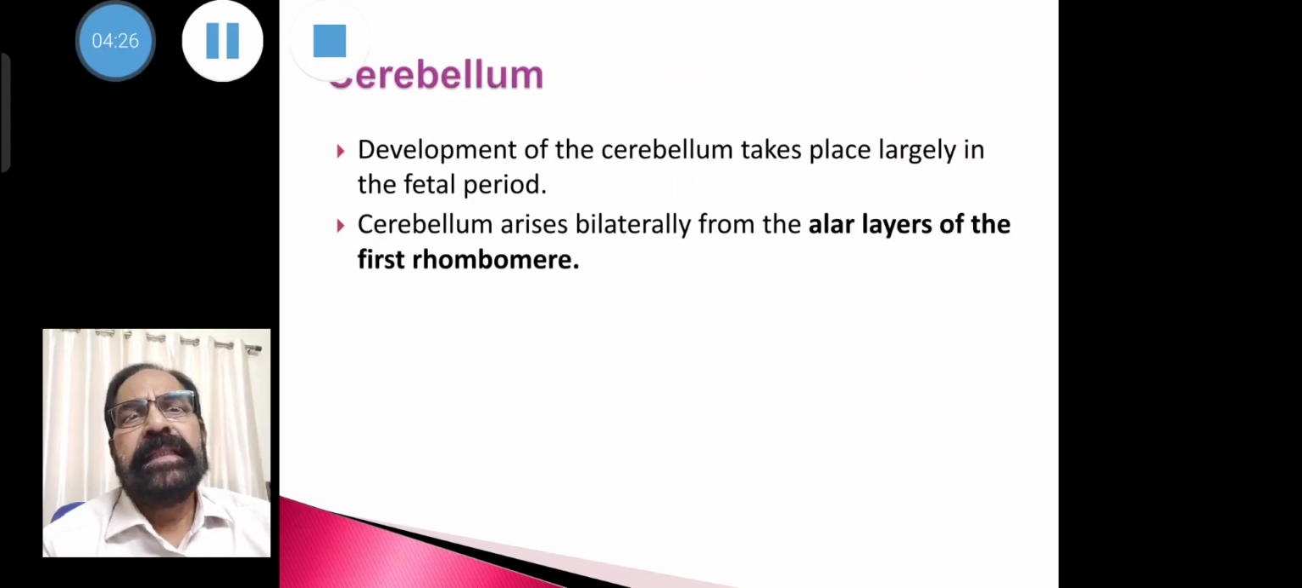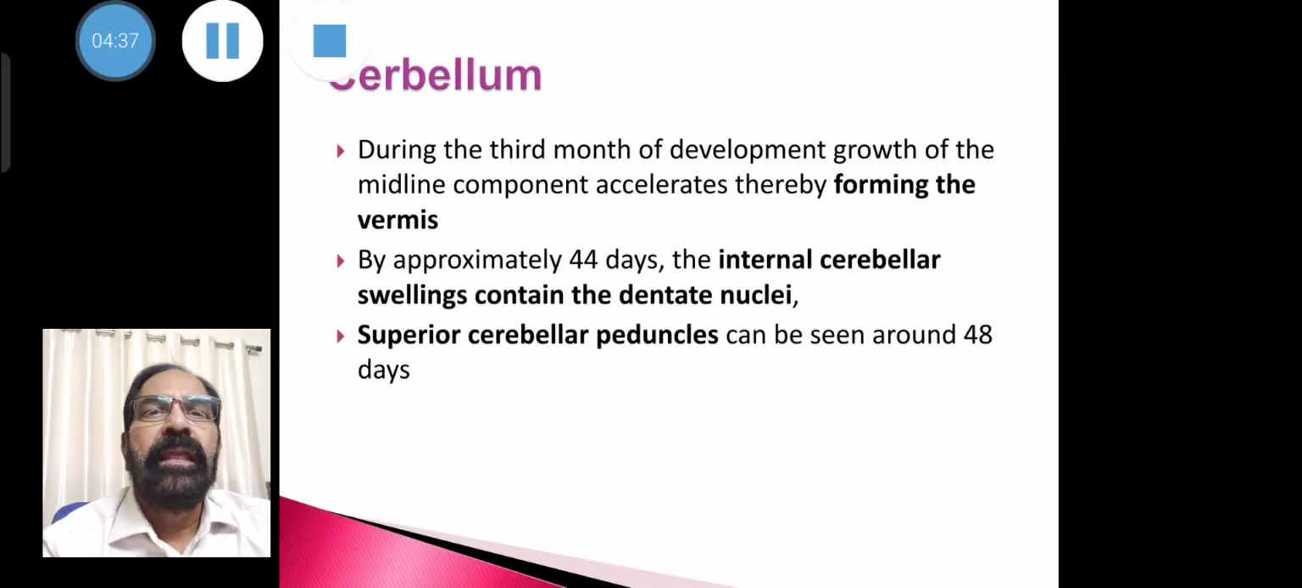Cerebellum. The development of cerebellum takes place largely in the fetal period. The cerebellum arises bilaterally from alar layers of the first rhombomere. During third month of development, growth of midline component accelerates, thereby forming the vermis. By approximately 44 days, the internal cerebellar swellings contain dentate nucleus. Superior cerebellar peduncles can be seen around 48 days.